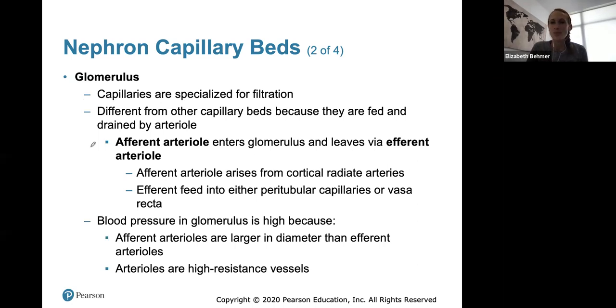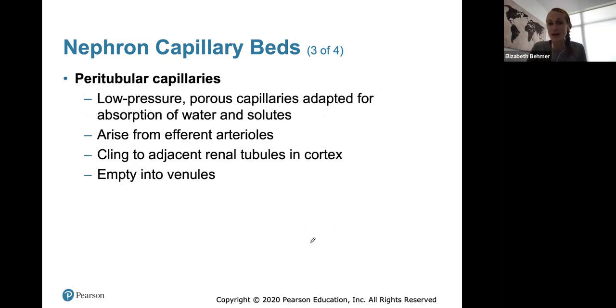So here is the glomerulus, the first of the capillary beds. This capillary bed is specialized for filtration. The afferent arteriole brings blood into the glomerulus, and the efferent arteriole leaves the glomerulus. Blood pressure in the glomerulus is always extremely high because the afferent arteriole has a much larger diameter, and that high pressure ensures filtration of the blood occurs in this glomerulus.